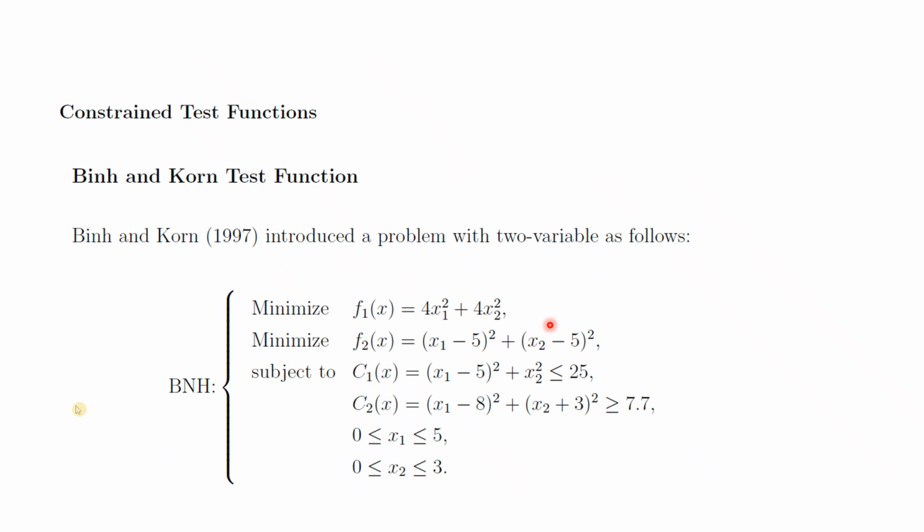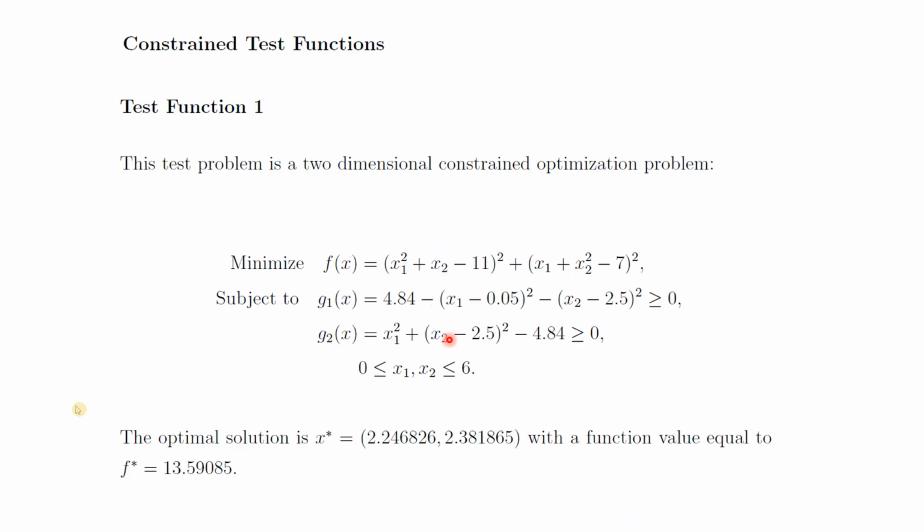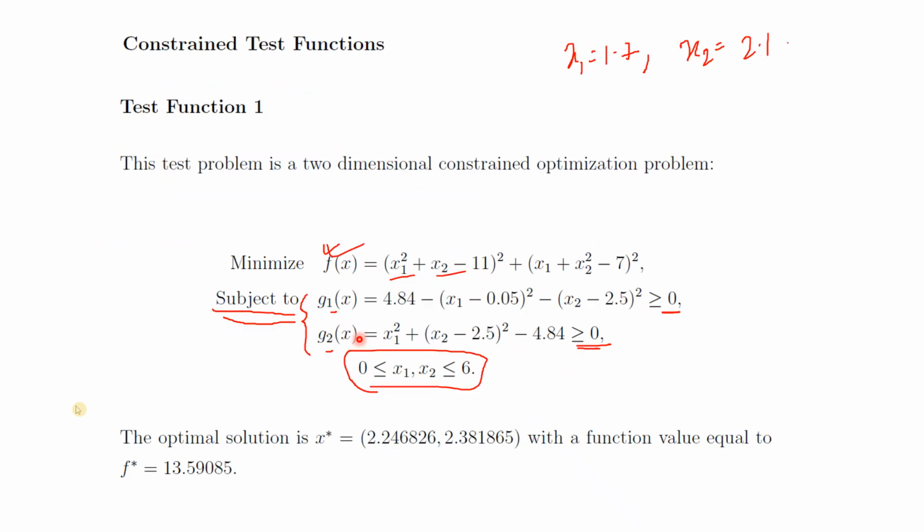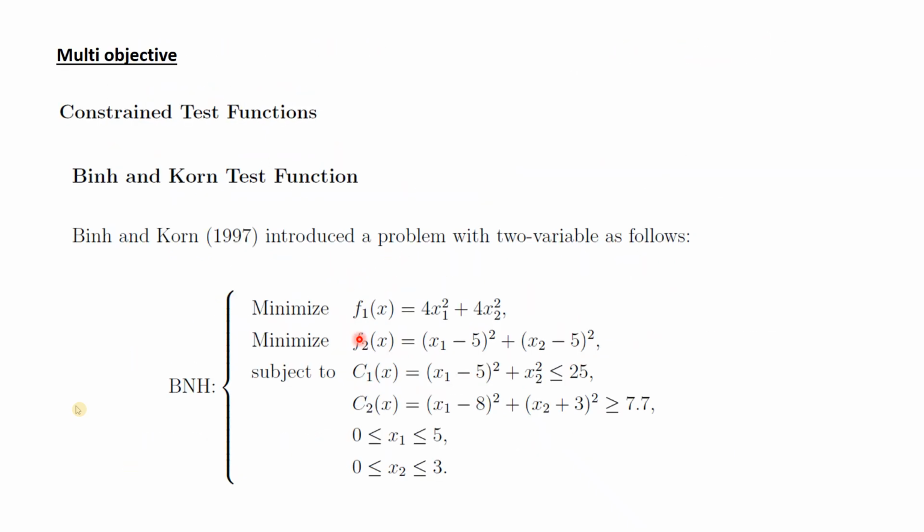Okay, this is another constrained test function, called the Binh and Korn test function. This one you have to minimize. It is multi-objective: you have to minimize two objective functions, f1 and f2. Previously we saw a single objective function with constraints. Here we have multi-objective functions.